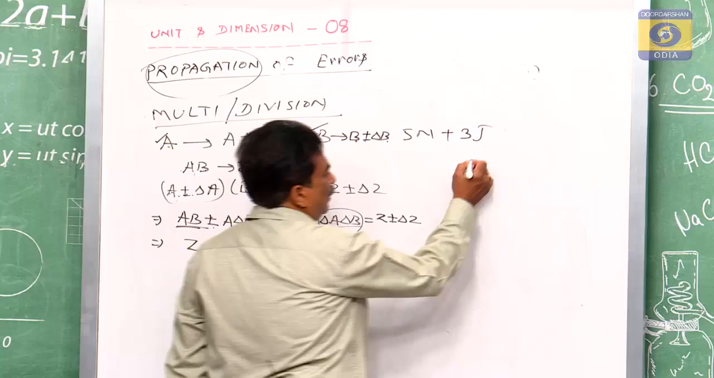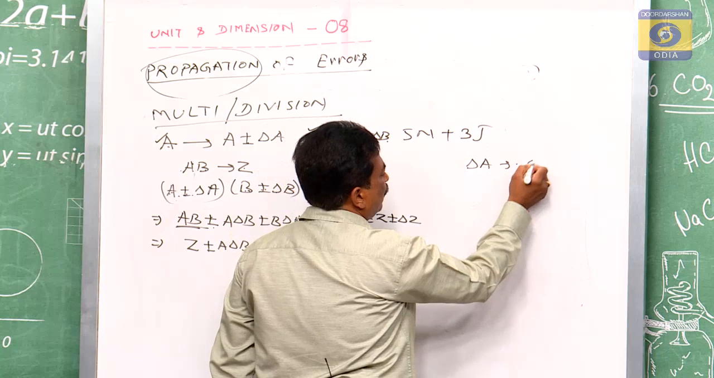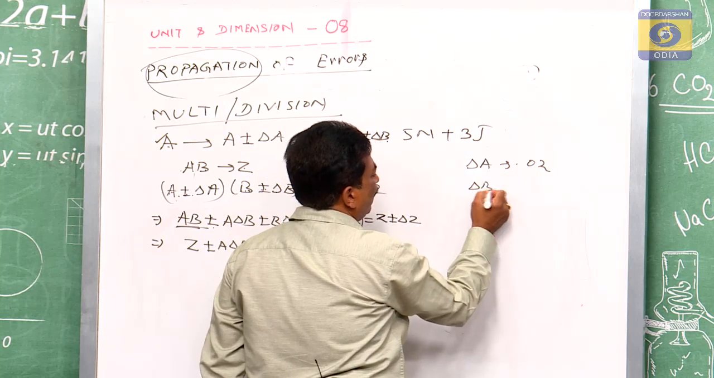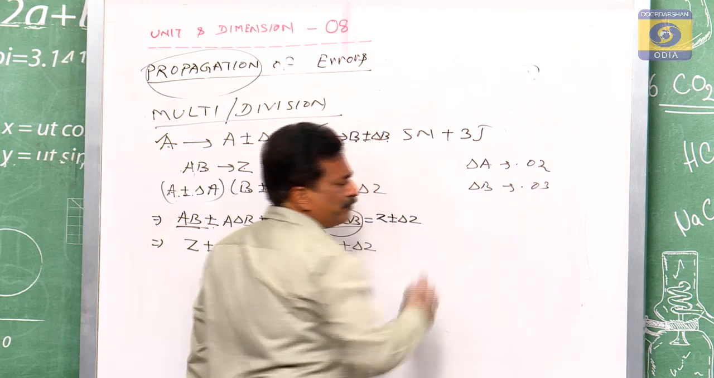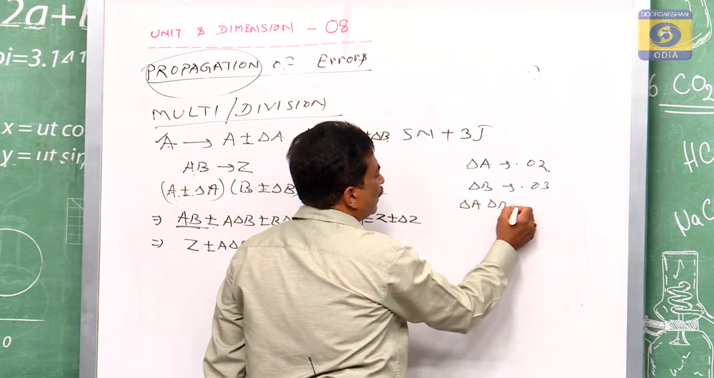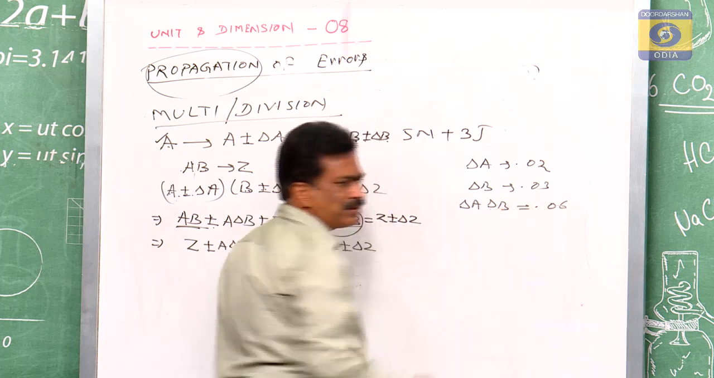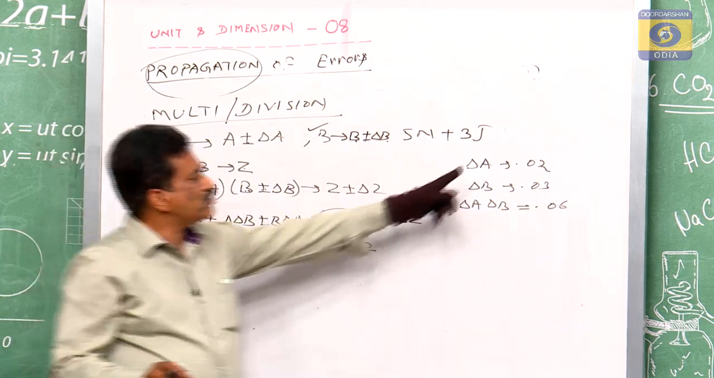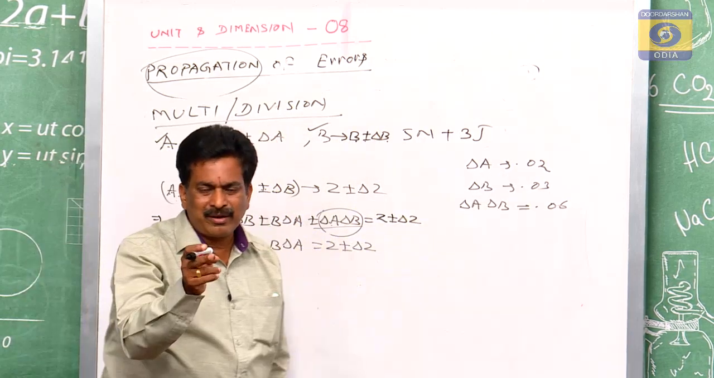For example, if del A is 0.02 and del B is 0.03, then what will be the product of del A and del B? That will be 0.06. Are you clear or not? These two are multiplied. Are you agreeing with me?